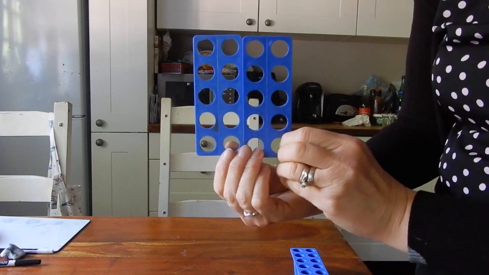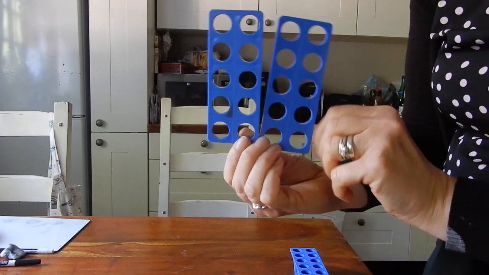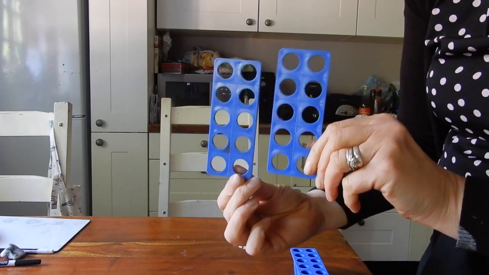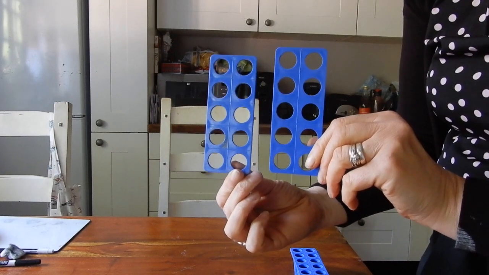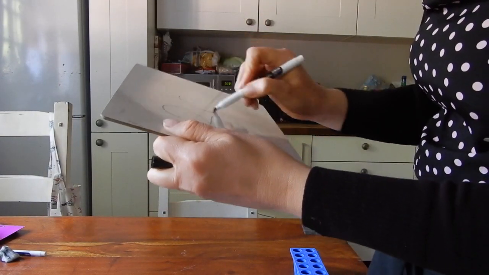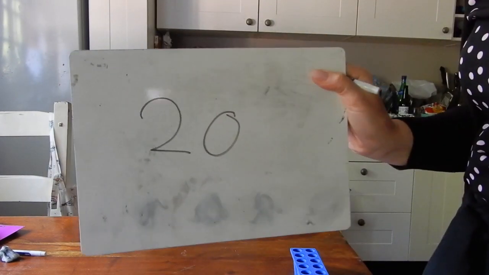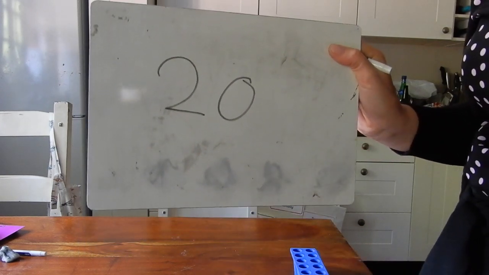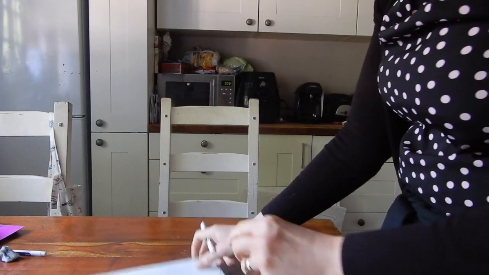So if I said to you, write the number that this Numicon is representing, is showing, then on your board you would write the number 20. 2 lots of 10, 10, 20. So that's what you would write on your board.